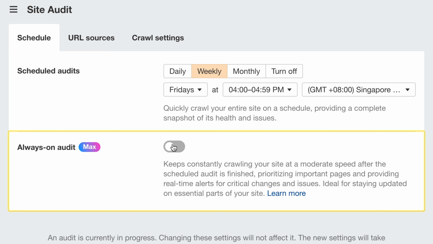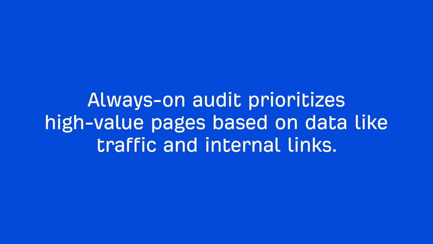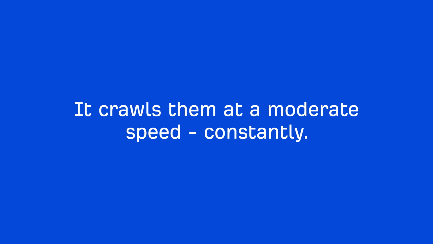Moving on to Site Audit. We've been teasing always-on audits for a while now, and they're finally here. Enable always-on audits, or AOA, in your crawl settings to allow Site Audit to crawl your site 24/7 and alert you about critical issues as soon as they pop up. AOA prioritizes high-value pages based on data like traffic and internal links, and crawls them at a moderate speed, constantly.